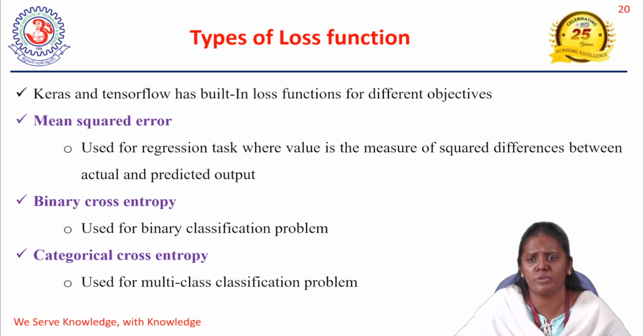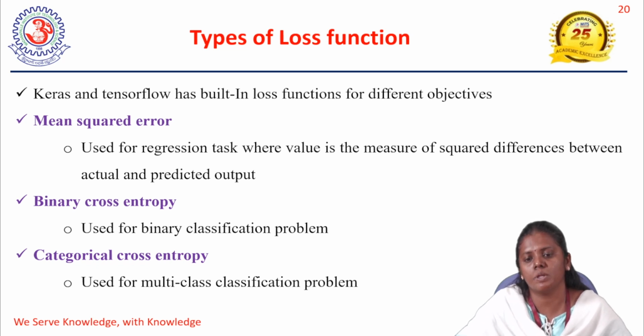What are the types of loss functions? There are many types of activation functions we have discussed, right? Based upon the problem statements, we will be using different kinds of activation functions. Similar to that, there are many types of loss functions. Keras and TensorFlow are the packages, or you can say APIs, available in the Google Colab environment, in Jupyter Notebook, in Anaconda and Spyder environments, that have a lot of built-in loss functions for different objectives. Objectives here represent different purposes, different problem statements.